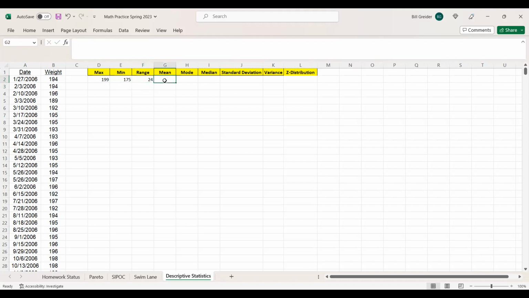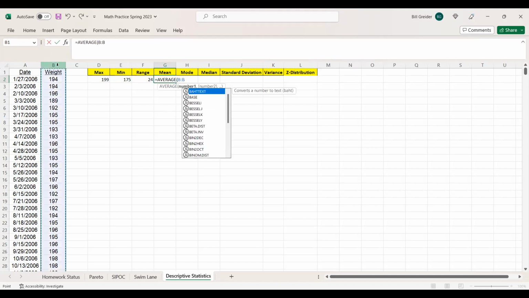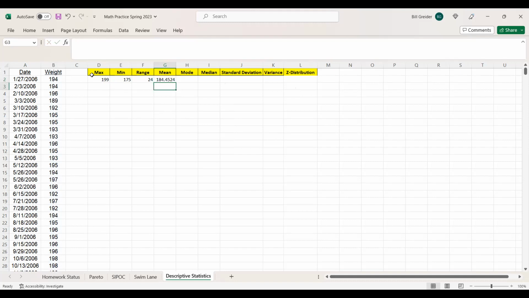And the mean is another word for the average. What's my average weight? Equals av. And then I click on average and highlight the whole thing. And my average weight, 184.4 pounds. What do you think the mode is?